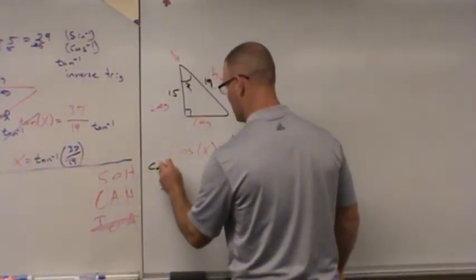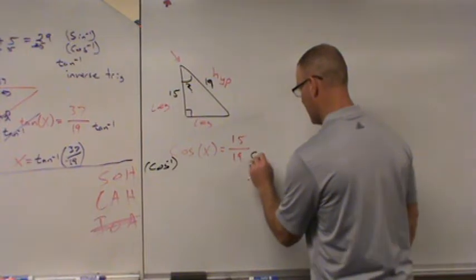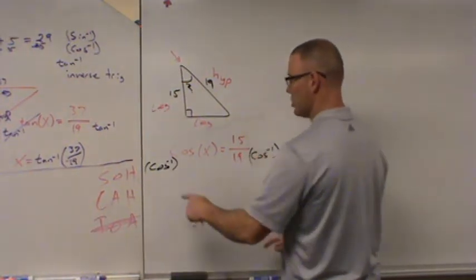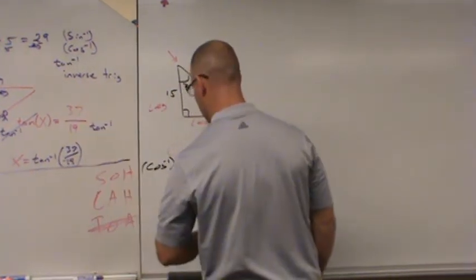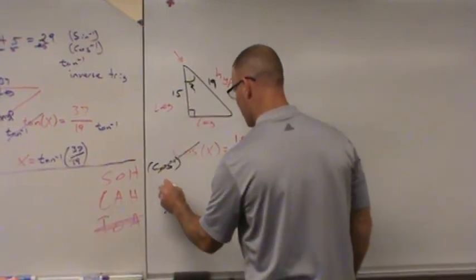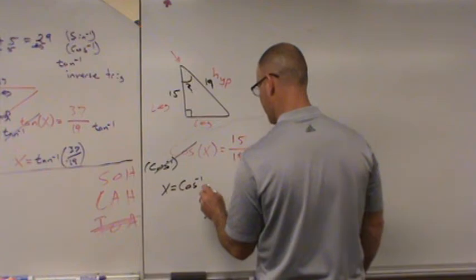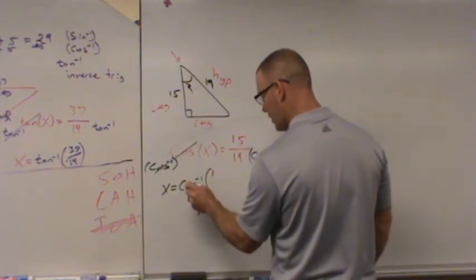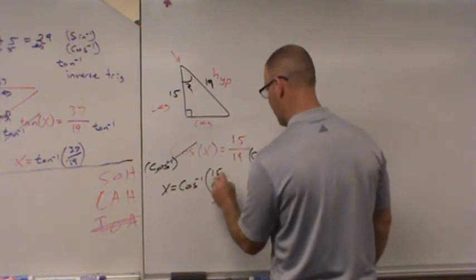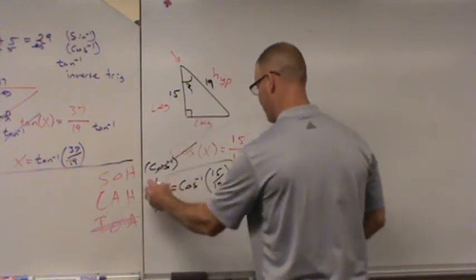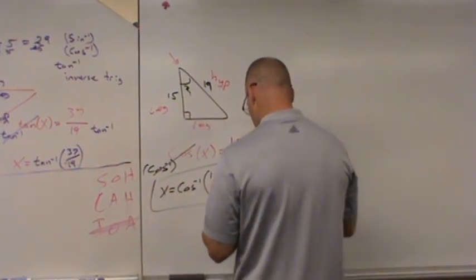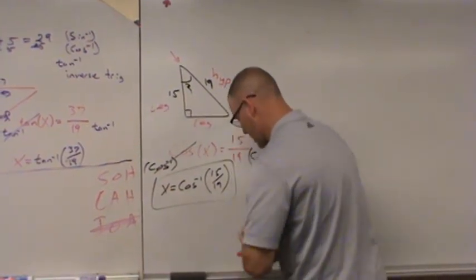I multiply by cosine inverse, and whatever I do to one side of an equation, I have to do the same thing to the other. That's why we did that in the previous problem. These two cancel out, and x is equal to the cosine inverse, is how we say that, of 15 divided by 19. Done. Here's my answer. Right there. All right? So try the others.